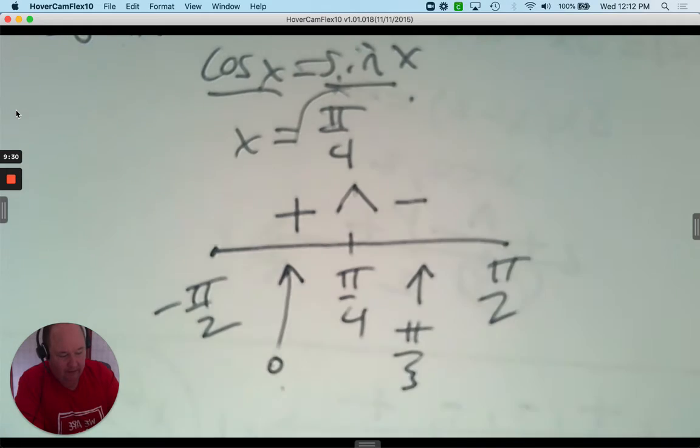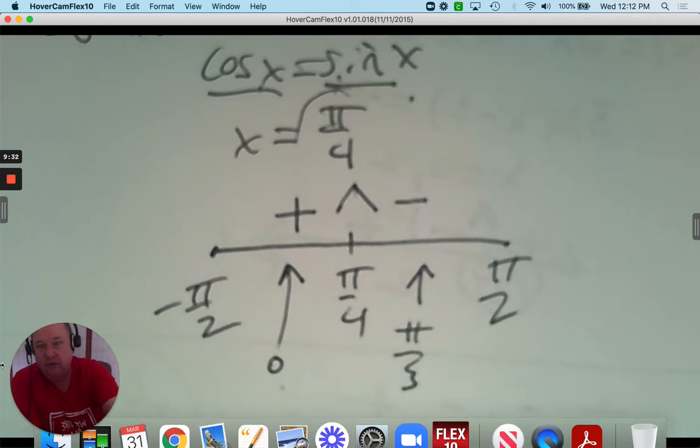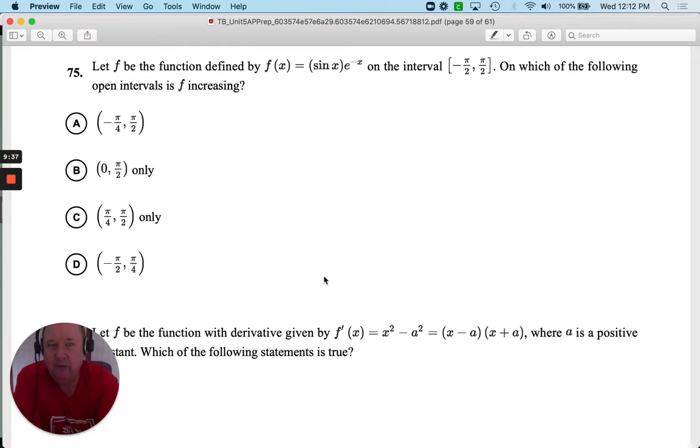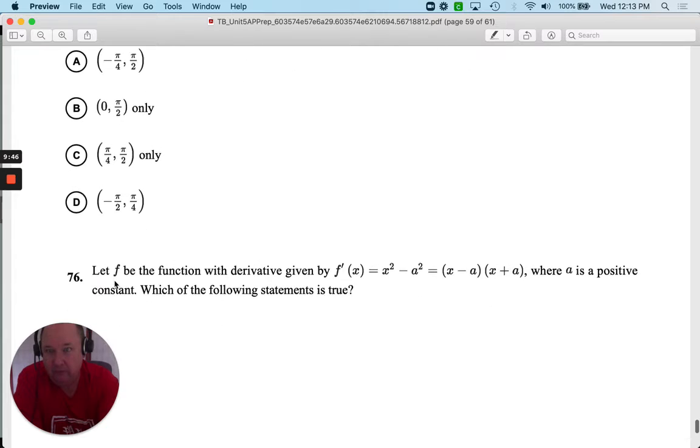But the question really is, where is it increasing? So where is the derivative positive? It's positive from negative pi over 2 to pi over 4. The answer is D, because the derivative is positive in that interval.